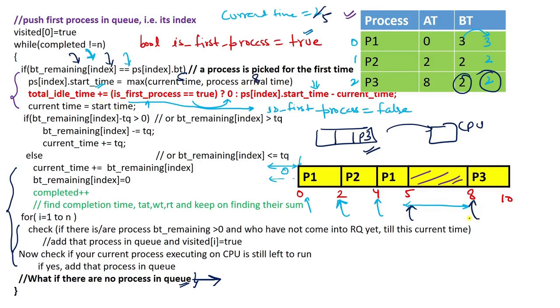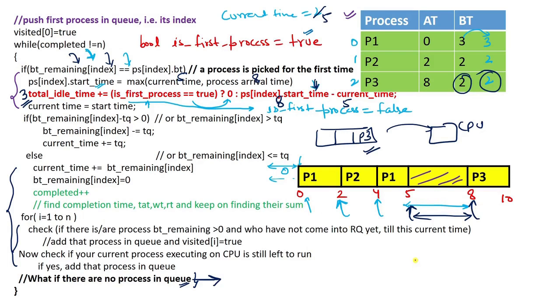Now the idle time here should be set to 3, because in between we have to compute this gap. Here you can see first process is false, so we come here. What is the start time of P3? It is 8. What is the current time? The current time is 5. So 8 minus 5 will be 3. So the total idle time will be 0 plus equal to 3. In this way we have added the total idle time and we got 3. After this, the total idle time will not change, and finally we will get total idle time as 3.